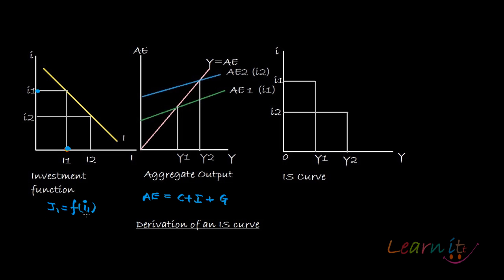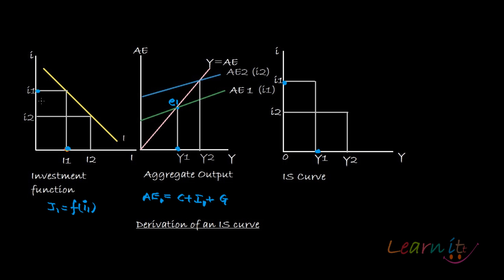So I1 level of interest rate has generated this I1 level of investment, and this gives you AE1 level of aggregate expenditure. So when interest rate is I1, investment is I1, and aggregate expenditure is AE1, this has generated an equilibrium E1 and hence equilibrium output Y1. So this I1 has generated this Y1. This is one point on IS curve.